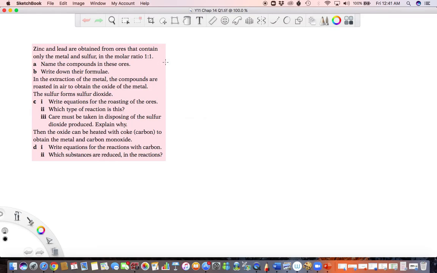Zinc and lead are obtained from ores that contain only the metal and sulfur, in the molar ratio 1:1. That's what I've mentioned before. So what do they mean by molar ratio of 1:1? If I write the formula of lead sulfide, it means 1 mole of lead attached to 1 mole of sulfide, or zinc sulfide, 1 mole of zinc to 1 mole of sulfide. Now, again, why is it so? Because zinc has a charge of 2 plus, sulfide has a charge of 2 minus, so they occur in a ratio of 1:1. Same thing with lead, 2 plus, 2 minus, and it happens to be 1:1.